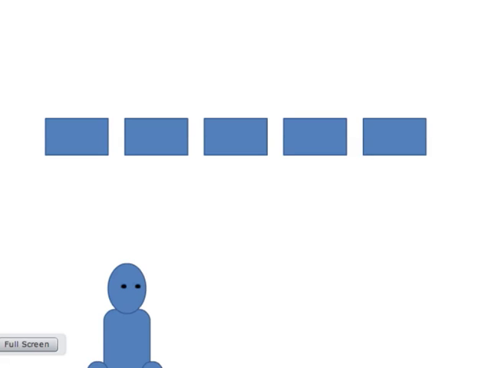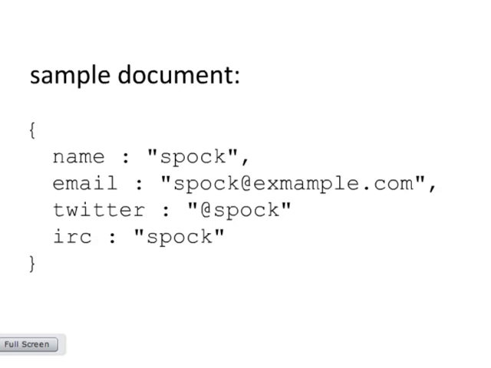Up until very recently, it was 200 megabytes, but now it's 64 megabytes. And so 64 megabytes of documents can be moved from one shard to another to rebalance the cluster, basically. So say that our document looks like this.